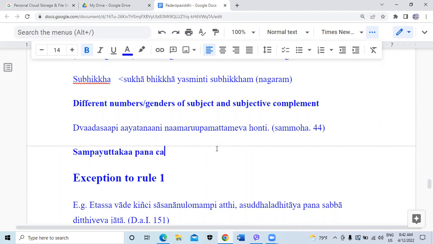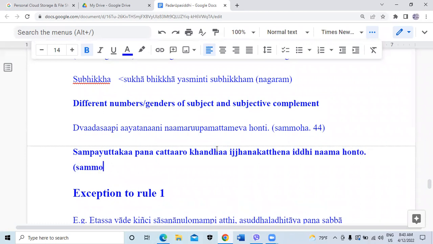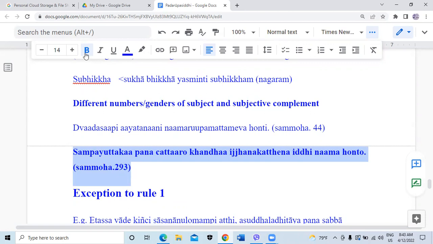Now this example. Taddhitakaṇḍa pana Sayadaw, khandha, aṭṭhajanakathena, attā nāma honti. Nāma honti. Also Samoha, we know the name. Samoha 293.